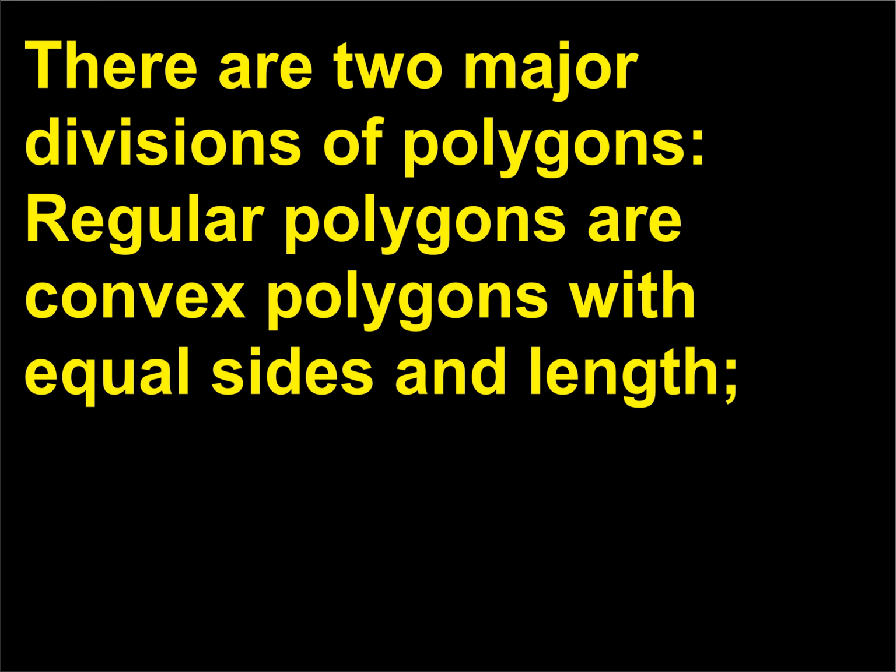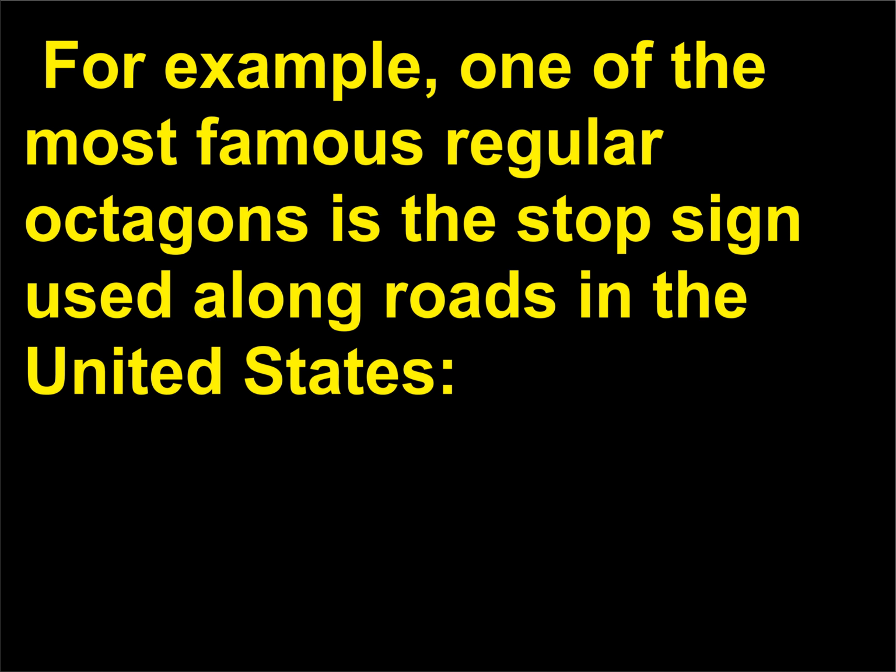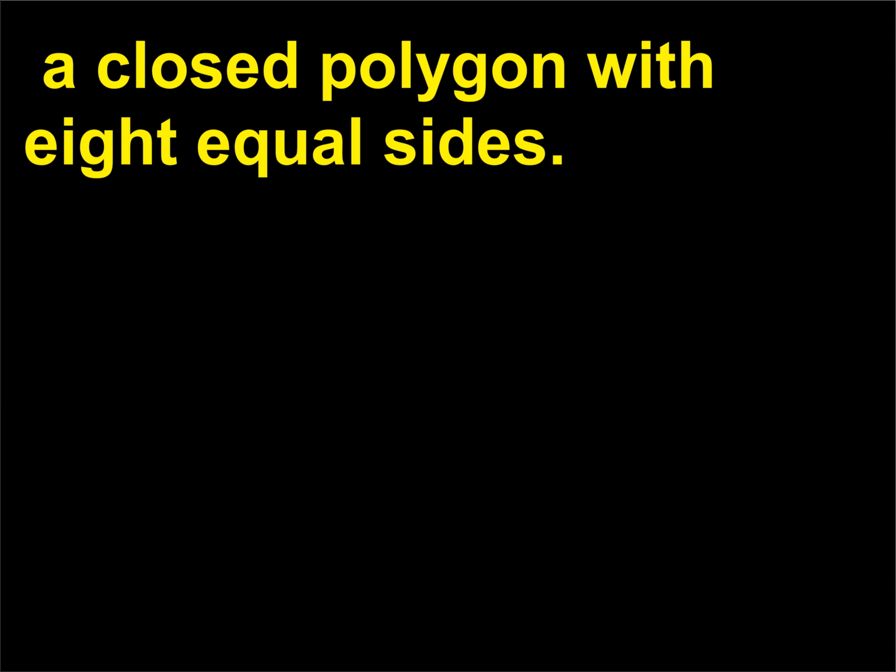There are 2 major divisions of polygons. Regular polygons are convex polygons with equal sides and angles. Thus, all sides and angles are congruent, equal. For example, one of the most famous regular octagons is the stop sign used along roads in the United States. A closed polygon with 8 equal sides.